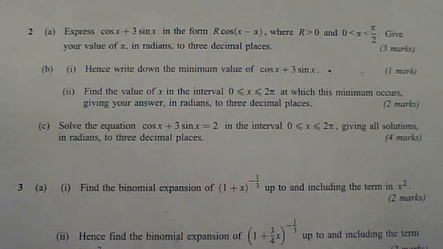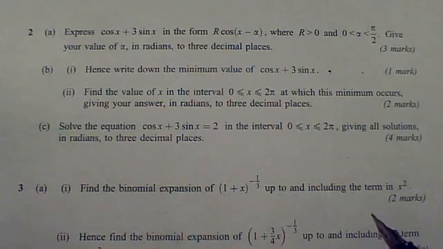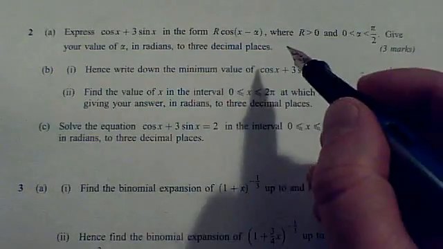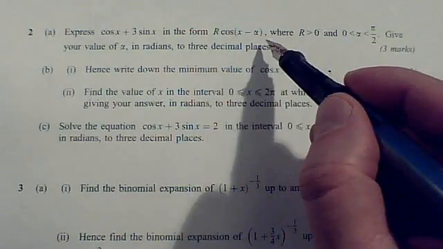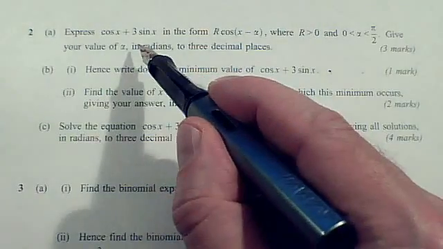Okay, question 2 is a standard question on the R alpha method. Look, it's worth 10 marks, which is well over a grade, so you need to get your head around this kind of question. The first 3 marks are for using the method in your notes for finding the values of R and alpha, given that it's cos x plus 3 sin x.